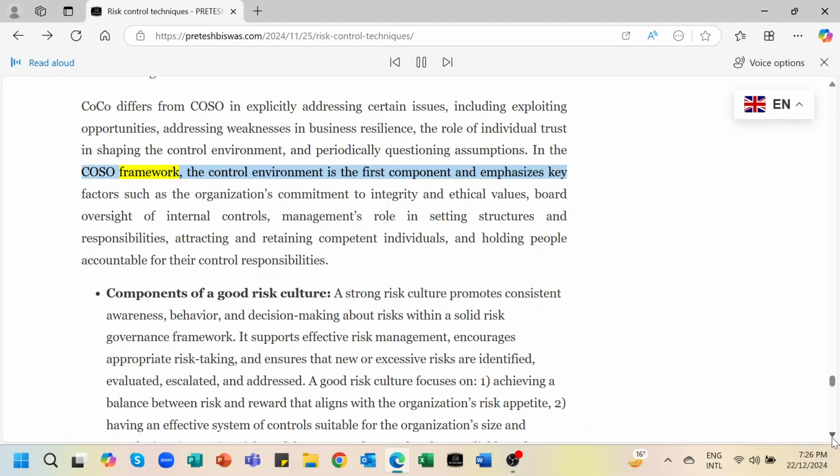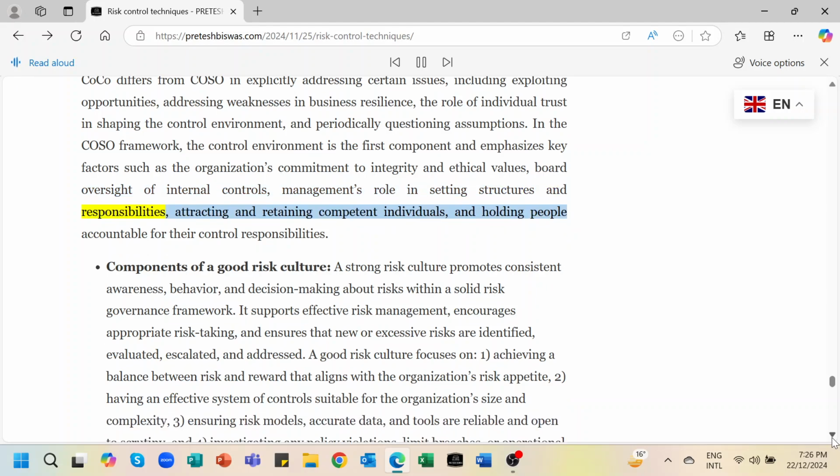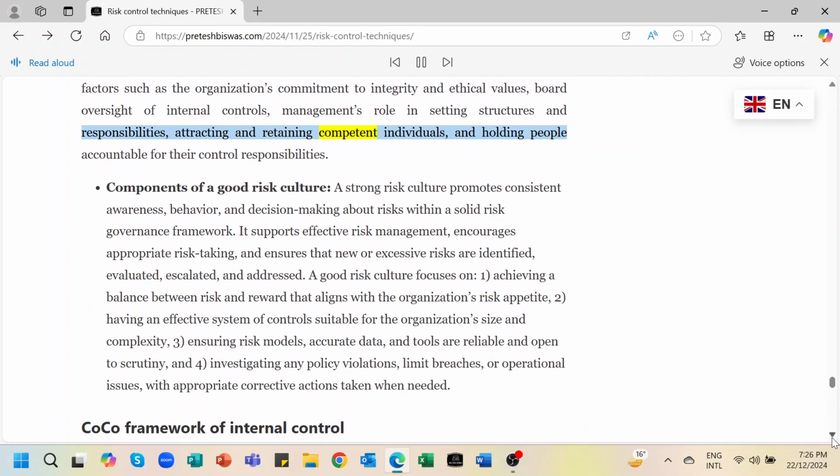In the COSO framework, the control environment is the first component and emphasizes key factors such as the organization's commitment to integrity and ethical values, board oversight of internal controls, management's role in setting structures and responsibilities, attracting and retaining competent individuals, and holding people accountable for their control responsibilities.